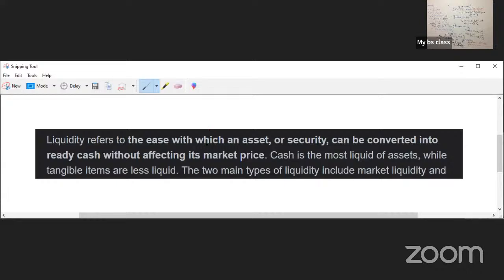Liquidity refers to the ease with which an asset or a security can be converted into ready cash without impacting its market value. So cash is the most liquid asset. That's why we say it has a liquidity of 100%. While the tangible items are less liquid, right?